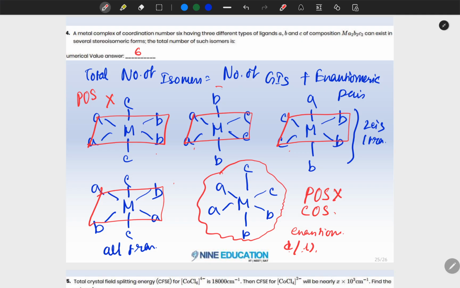So the number of GIs is equal to 5. The total number of geometrical isomers is 5. And how many enantiomeric pairs are we able to see? So this is the enantiomeric pair. One will be dextrorotatory, another one will be levorotatory. So 5 plus 1, the value is actually 6.